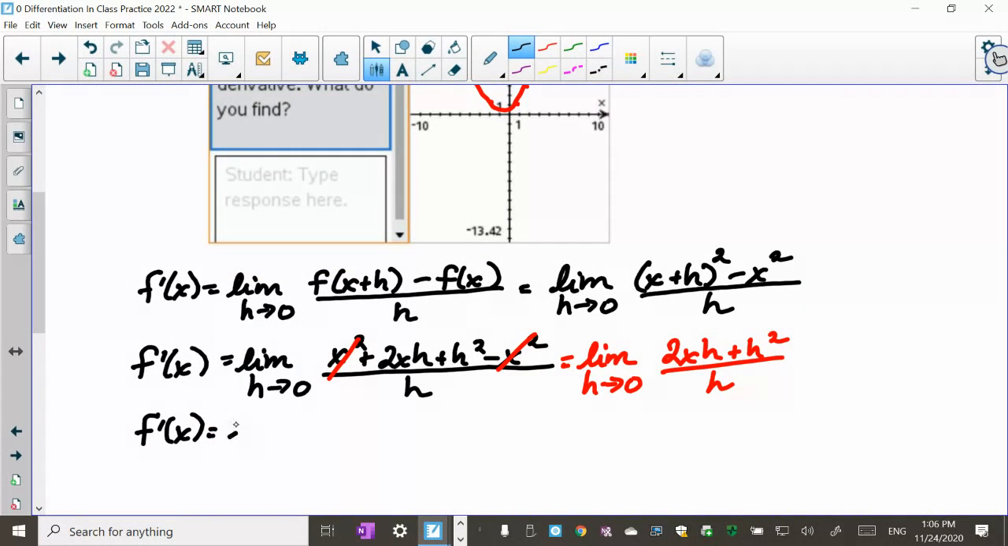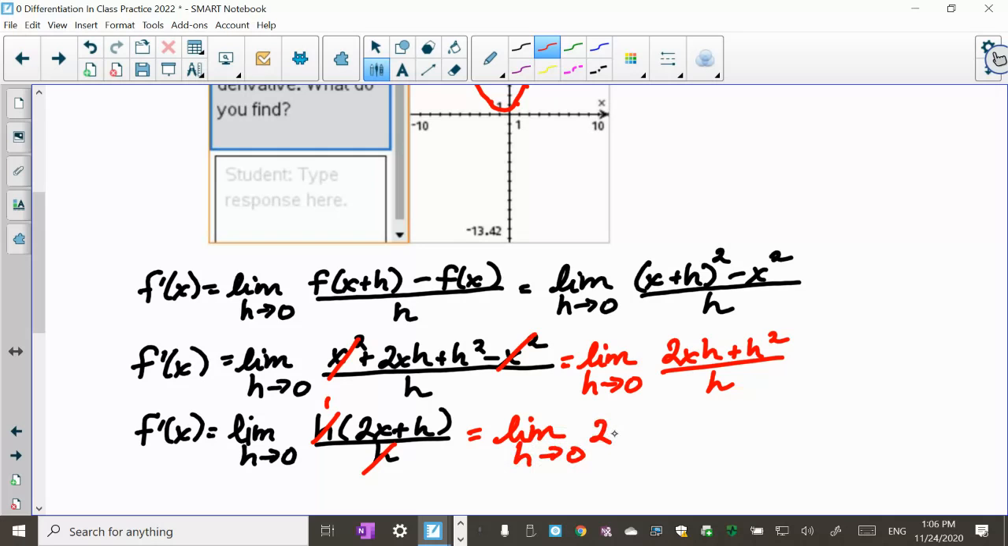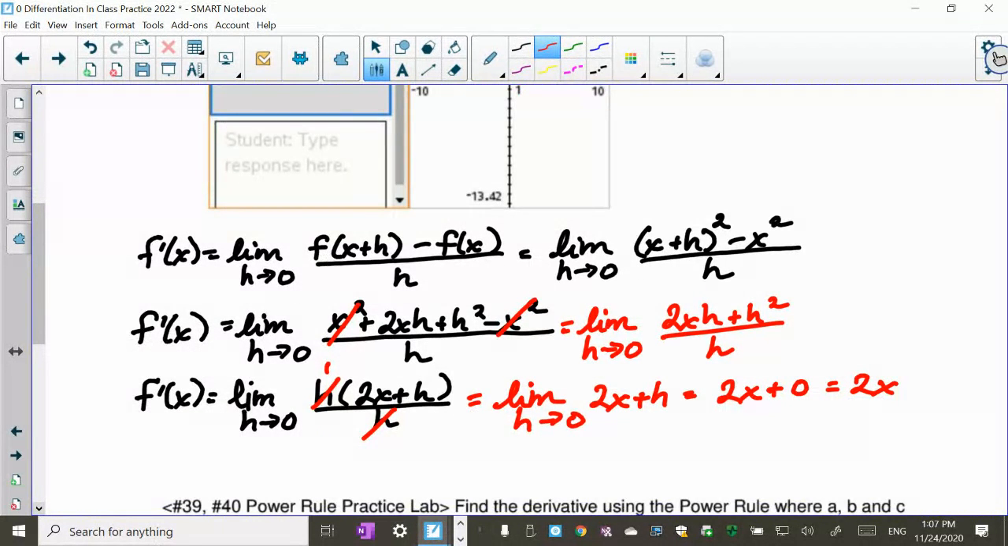So now I have f prime of x. I'm going to factor out the h: the limit as h approaches 0 of h times 2x plus h all over h. And then I see these can cancel and make a 1. So this equals the limit as h approaches 0 of 2x plus h. Now I'm going to plug in my 0 for h. So I get 2x. So I know that f prime of x is 2x.